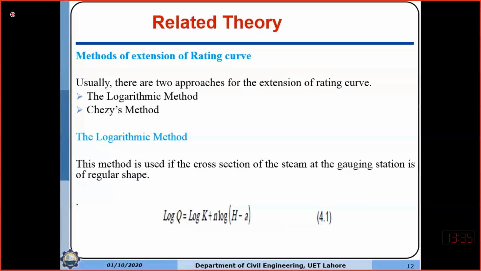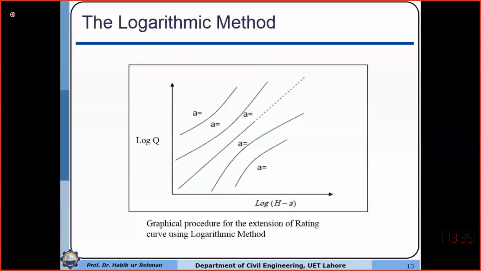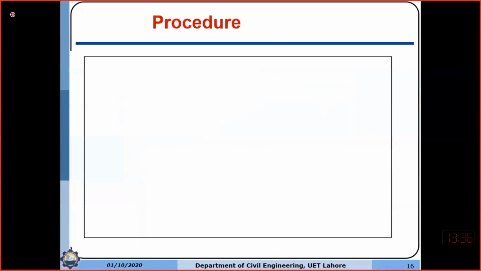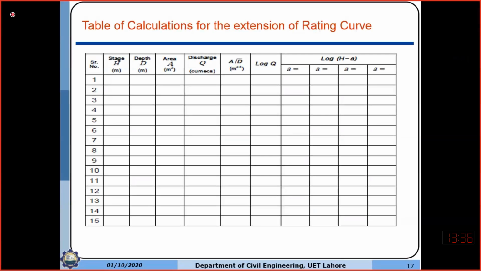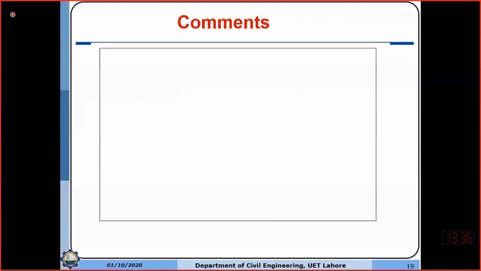Now, I will proceed first with the procedure of this logarithmic method. You should listen to this carefully, because in the end you have to mention this procedure in this box. You are also given space in the manual to mention the procedure of both the methods. So you have to listen to this procedure clearly. Now, for the logarithmic method, first of all you have to come to this table and the data.